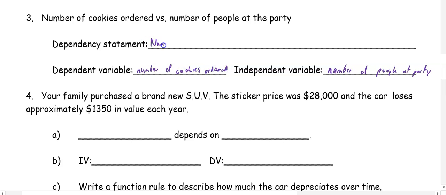So our dependency statement: the number of cookies ordered depends on the number of people at the party.